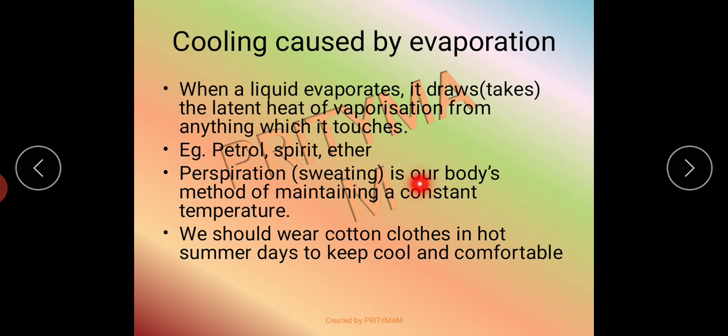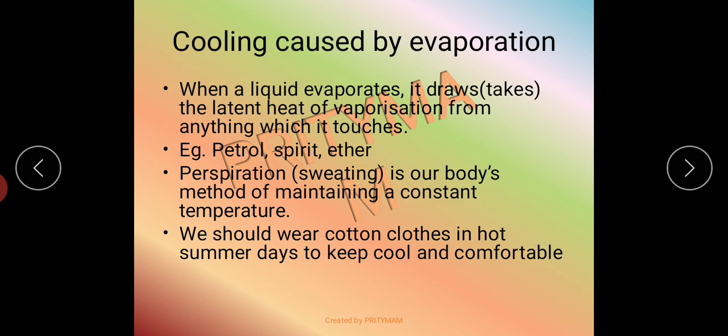Perspiration or sweating in our bodies is the body's method of obtaining a constant temperature. On a hot day or after doing some physical exercise, when our body temperature tends to rise too much, our sweat glands give out moisture or sweat on our skin. When this sweat evaporates, it takes the latent heat of vaporization from our body and our body becomes cool. We should wear cotton clothes in hot summer days to keep cool and comfortable.